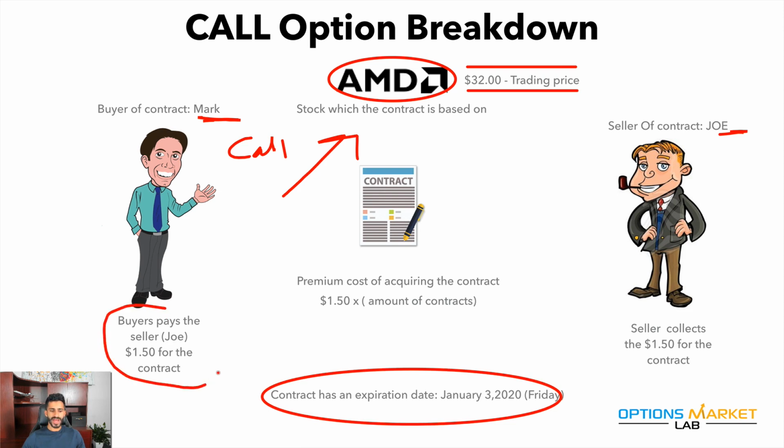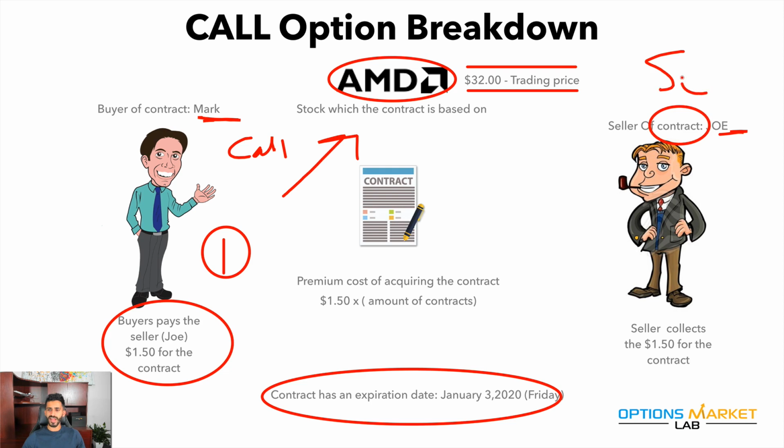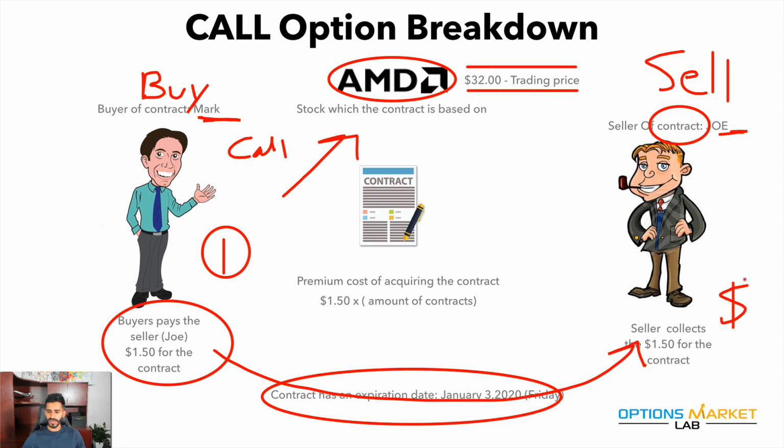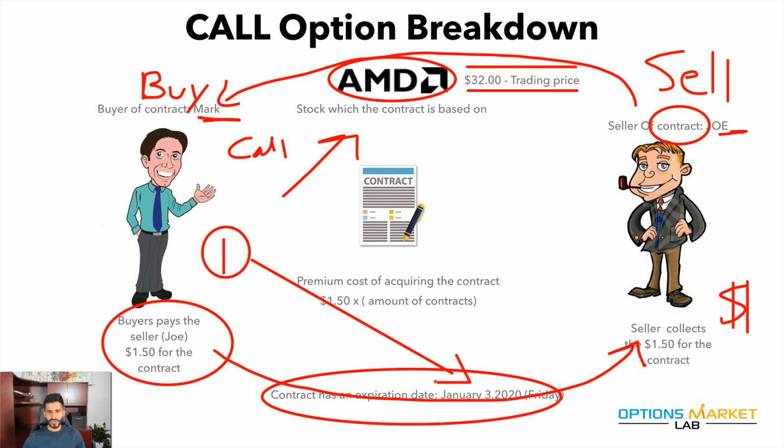So I'm going to pay $1.50 for one contract. He pays $1.50 for the contract, and Joe is the owner of the contract. He's the one selling the call. Mark is buying. So in this situation, Joe collects the premium. That's how Joe gets paid, right? And Joe sells the right to Mark to buy AMD at $32, and the expiration date is January 3rd, 2020.